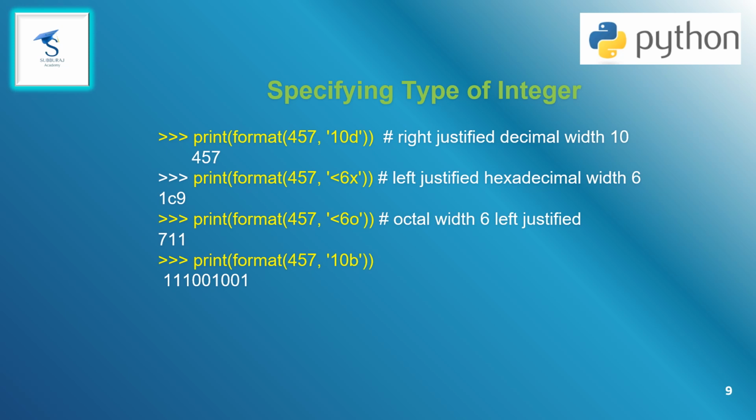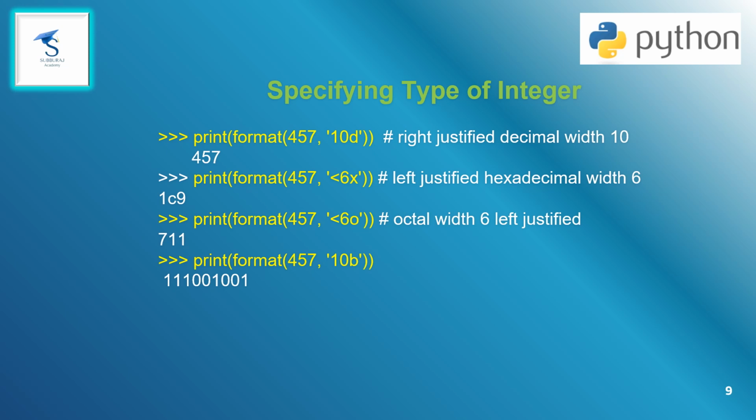Okay, so far we have been talking about floating point numbers or real numbers. How about integers? So we want to print integers. In the first print statement, I'm reading print format 457, 10b. 10b means 10 integer digits. What I want is only 3, so it will right justify, leaving 7 spaces on the left.